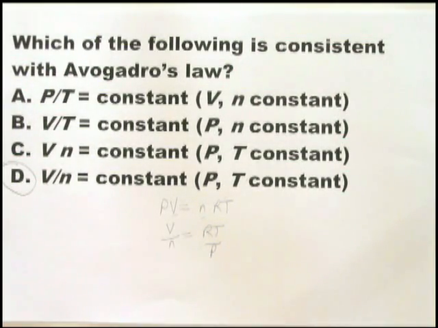Avogadro's law simply says that the volume of an ideal gas is dependent solely on the number of moles of the material present within it, or the number of molecules within it.